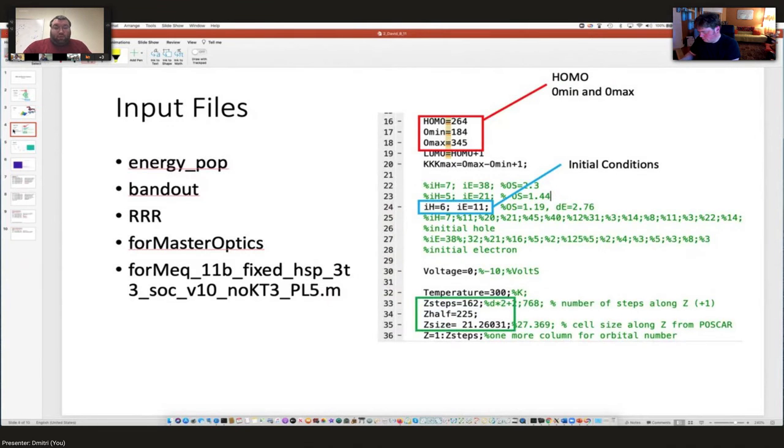So once we have our RRR file, we then need to run a different code to generate our electron dynamics and photoluminescent results that we're more interested in. For this, we once again need the energy pop. And we also need the band out file, the RRR file, the fork master optics file, and a MATLAB script, which I have typed out as the example that I generally use for this.